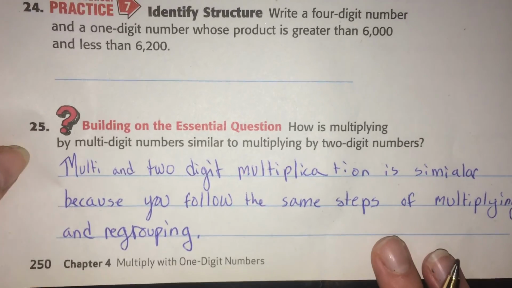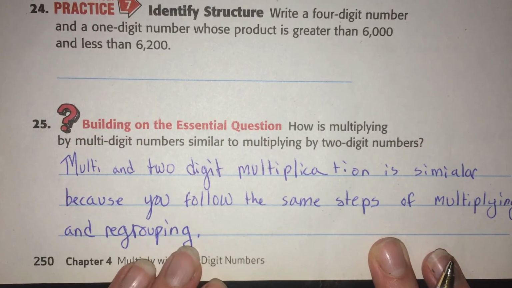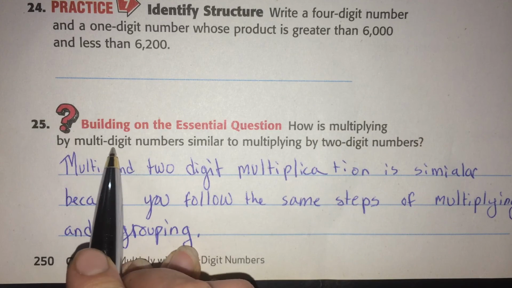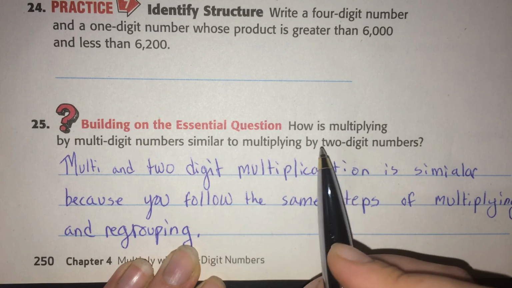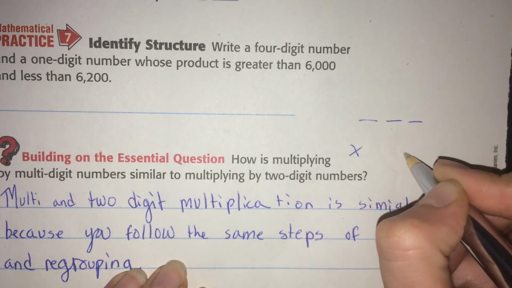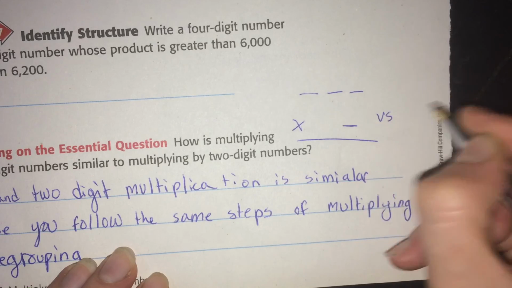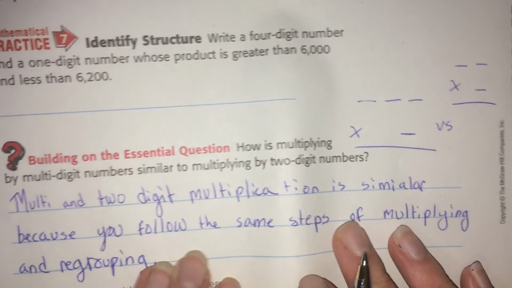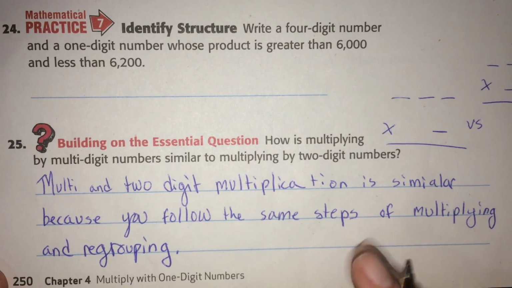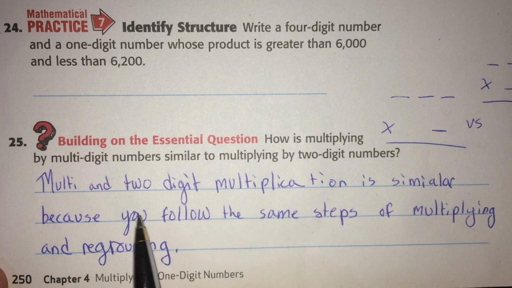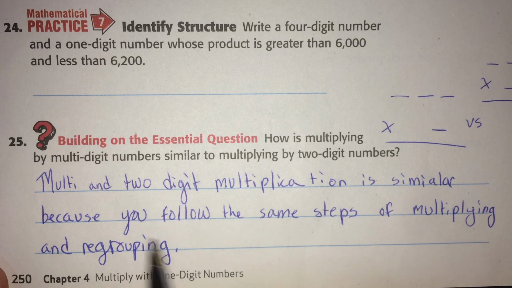Before you go, let's switch over to that building on essential question. How is multiplying by multi-digit numbers similar to multiplying by 2-digit numbers? It's asking if you have an answer like this and you're multiplying, versus if you just have 2 digits that you're multiplying by. How are they similar? How are they the same? So I wrote, multi-digit and 2-digit multiplication is similar because you follow the same steps of multiplying and regrouping.